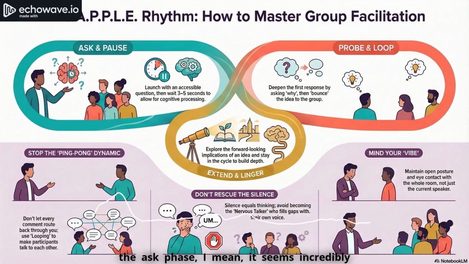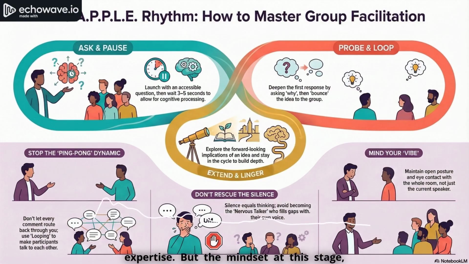So the ask phase seems incredibly straightforward, but the psychology behind it actually trips up a lot of experienced professionals. How so? Well, the goal here is just to launch with a clear question that is easy to enter. Not too broad, not too narrow. The trap leaders fall into is trying to sound profound. Oh, like they're trying to prove why they're the one leading the meeting. Exactly. They ask this multi-part philosophical question because they want to demonstrate their own expertise.